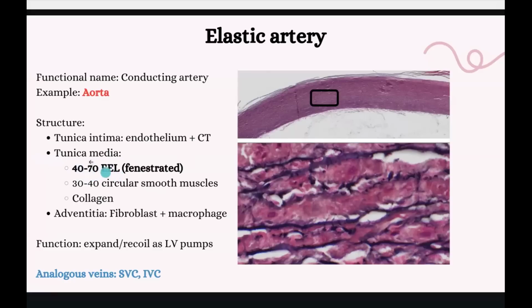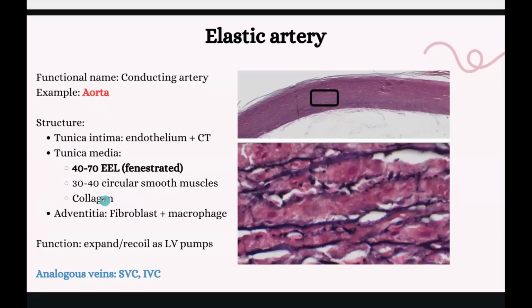As I said, the external is usually in the media. It's always in the media, and it's fenestrated. So you have 40 to 70 layers of external elastic lamina. And then you also have 30 to 40 circular smooth muscle layers. Now, focus on this as well, because as you go further from the heart, you'll have less smooth muscle layers, which makes sense because when you're closest to the heart, you're pumping blood a very long distance. As you get farther from the heart, you're getting closer to the areas where you want to pump blood, so you won't have to push as strongly. So you don't have that many smooth muscles as you go further. But the elastic artery or the aorta has the most layers of smooth muscles.